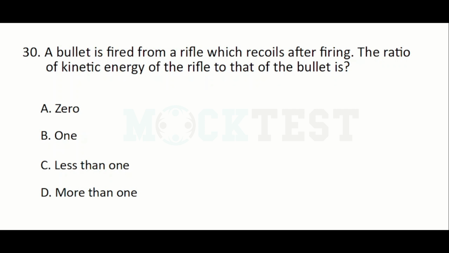A bullet is fired from a rifle which recoils after firing. The ratio of kinetic energy of the rifle to that of the bullet is: option A 0, option B 1, option C less than 1, option D more than 1. The answer is option A, 0.